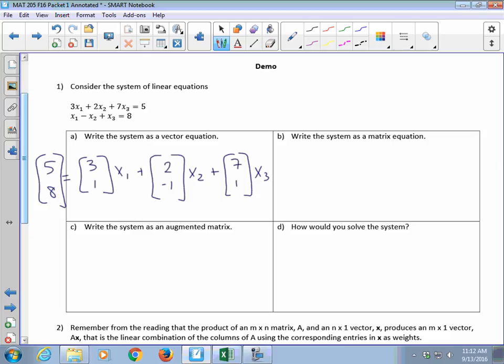And you can just read the components across the top. This says 3x1 plus 2x2 plus 7x3 equals 5, and x1 minus x2 plus x3 equals 8.